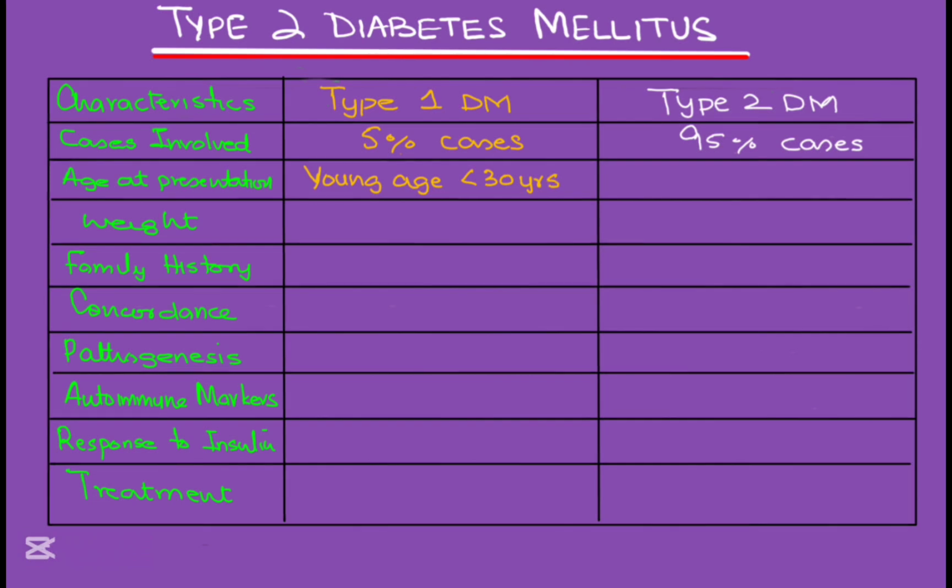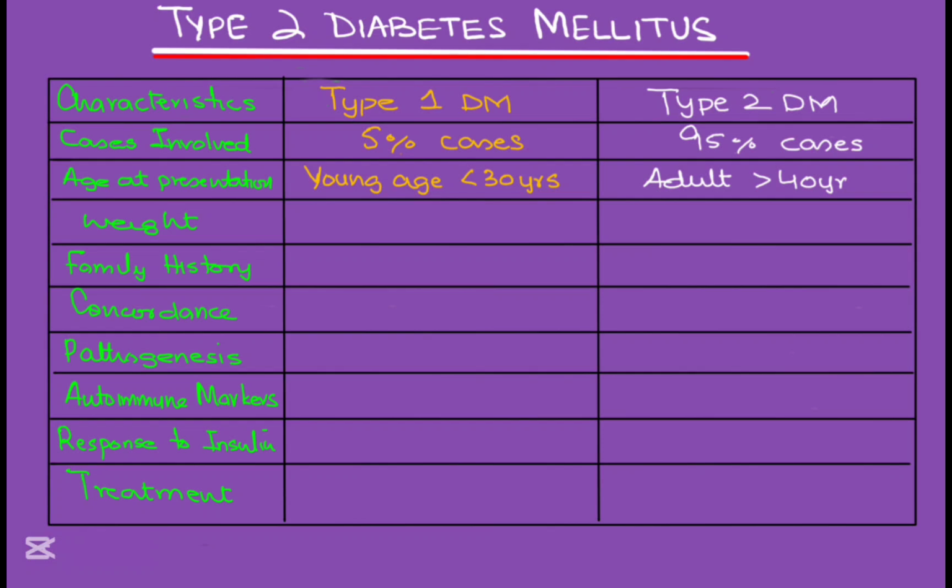On the other hand, type 2 diabetes is more of an adult onset disease, often diagnosed after the age of 40. However, with rising obesity rates and sedentary lifestyles, we now are seeing type 2 diabetes creeping into younger age groups as well.